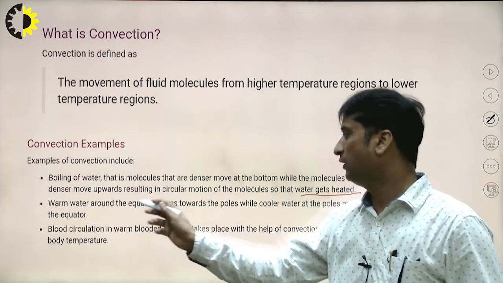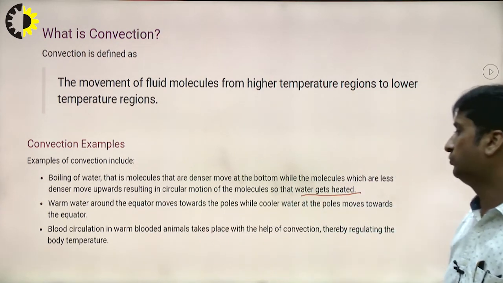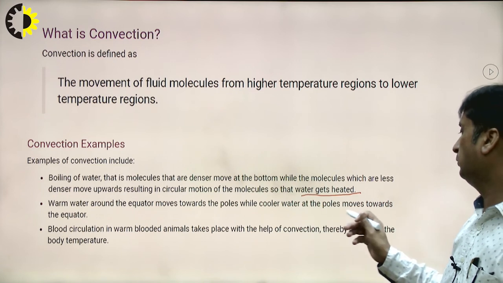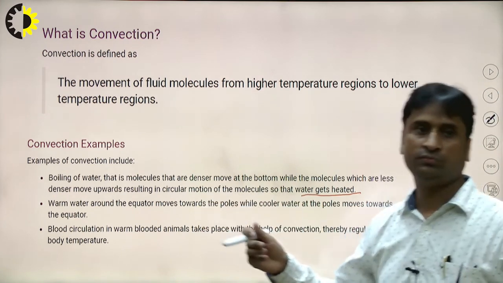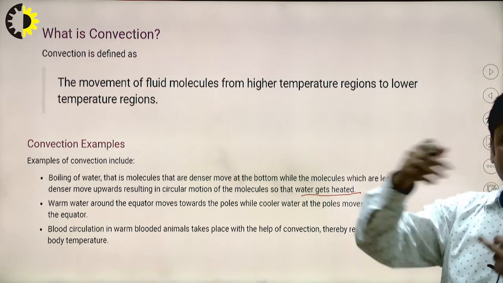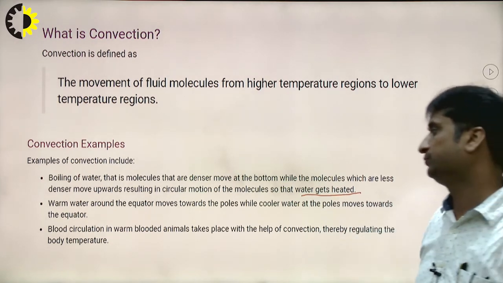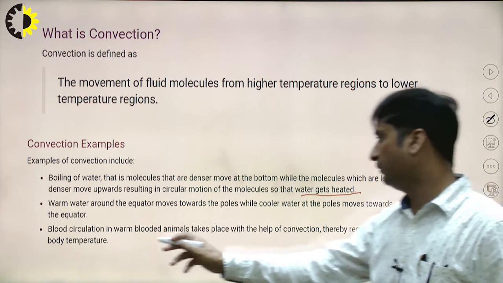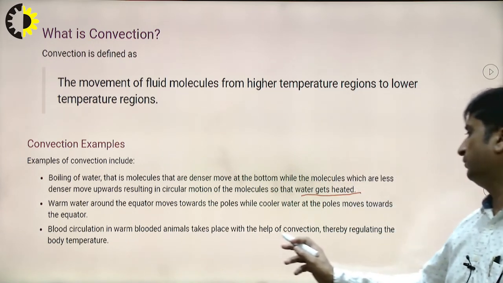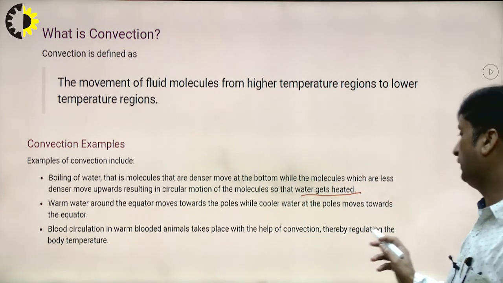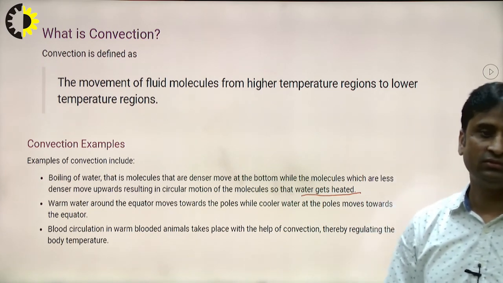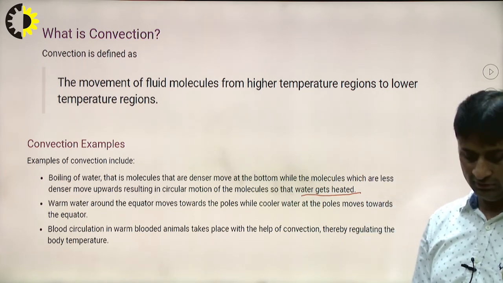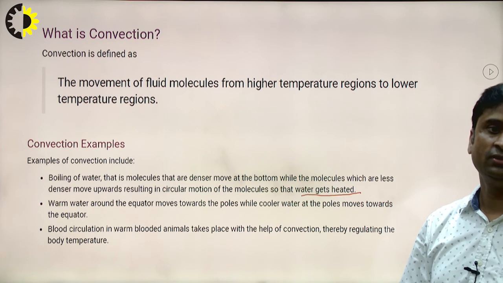The warm water around the equator moves toward the poles, while cooler water at the poles moves toward the equator. This is because of convection. Another example is blood circulation. In warm-blooded animals, convection helps regulate the body temperature. So this is also very helpful in keeping the body temperature.